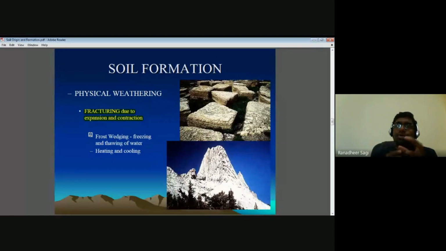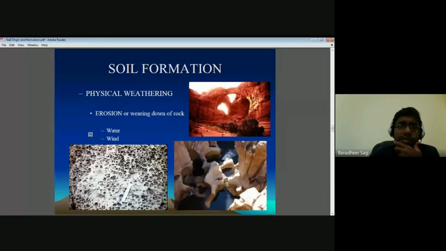Frost action means, let's say you have some small cracks or small void spaces already existing in the outer surface of your rock strata. In those small void spaces, let's say water got deposited, and if the temperatures are very low, the water gets transformed to ice, and due to the presence of ice, breakage in the rock structure takes place, resulting in the formation of small particles, which leads to the formation of soil. So sometimes it could be because of erosion or wear and tear effect.